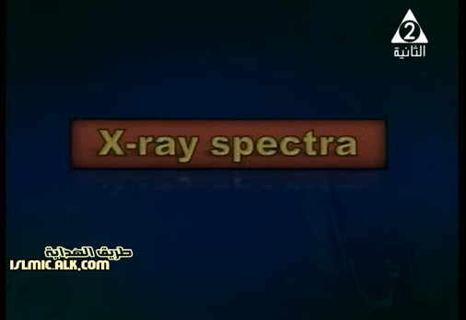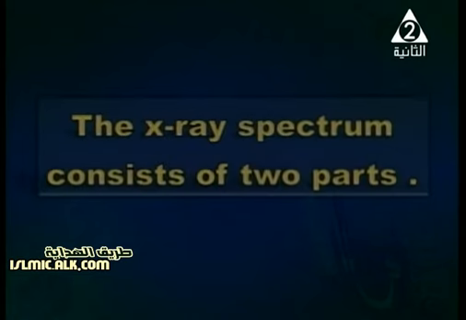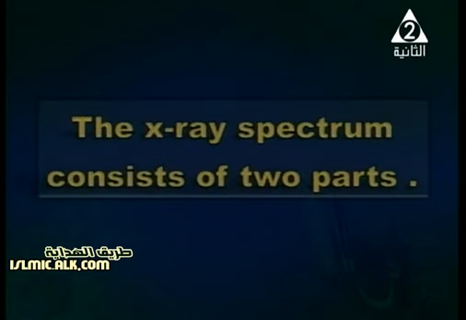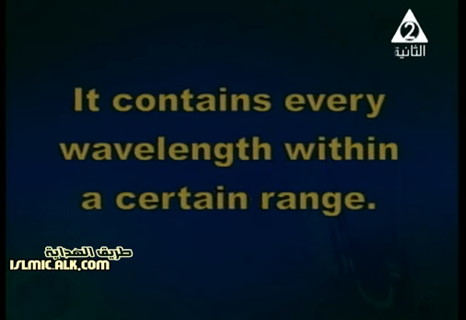And now talking about X-ray spectra. First of all, the X-ray spectrum consists of two parts. The first is a continuous spectrum. The continuous spectrum contains every wavelength within a certain range.